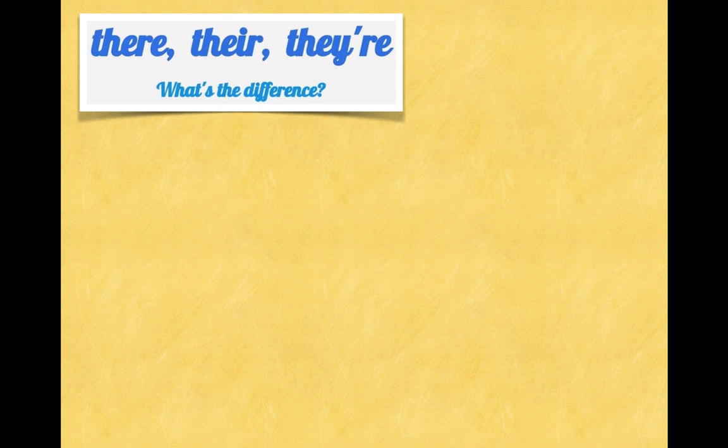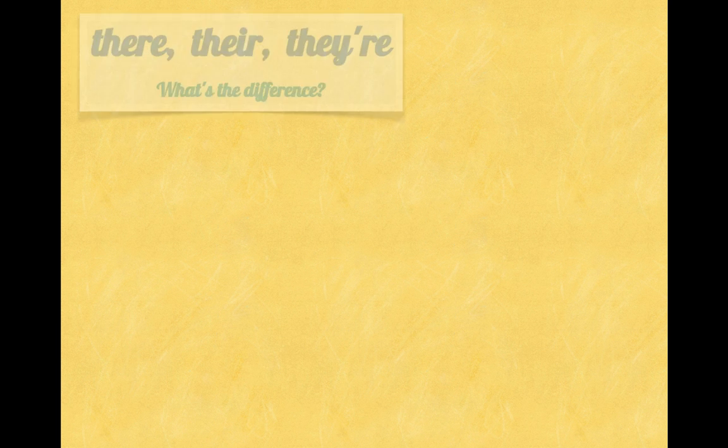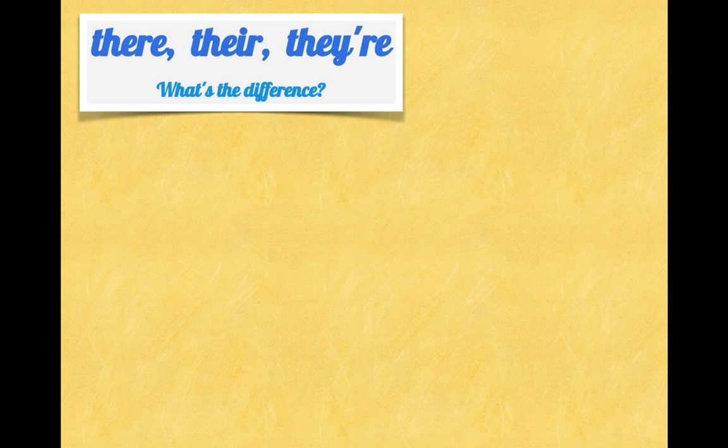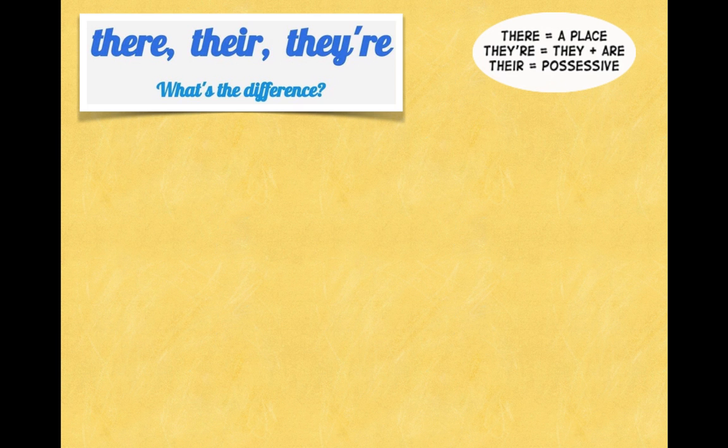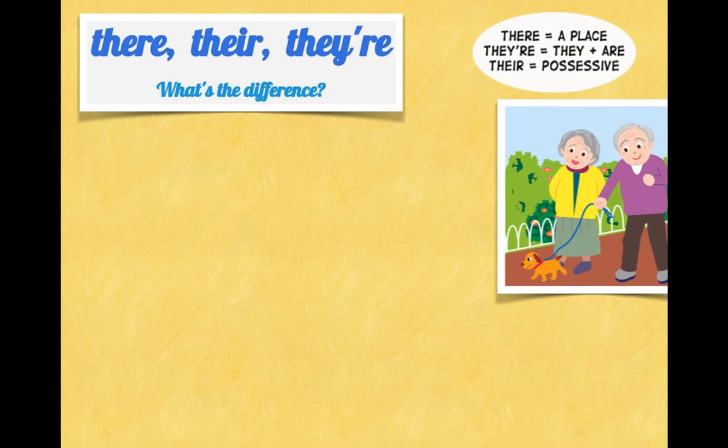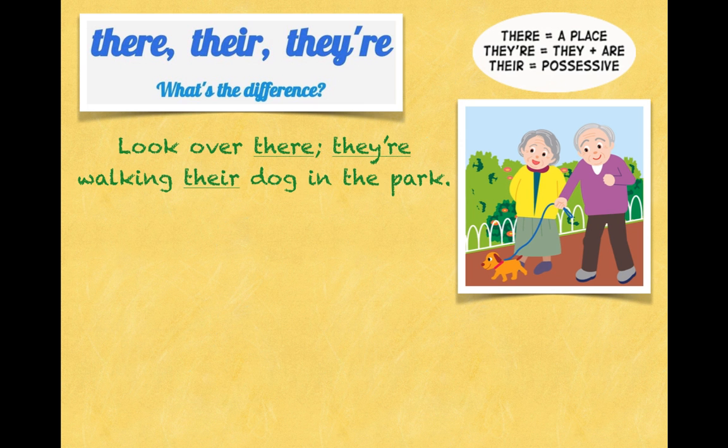The third most commonly confused set of homophones is there, they're, and their. THERE is a place. THEY'RE is a contraction of they plus are. And THEIR is a possessive. Look over there. They're walking their dog in the park. Not as confusing when you see all 3 used together in a simple sentence.